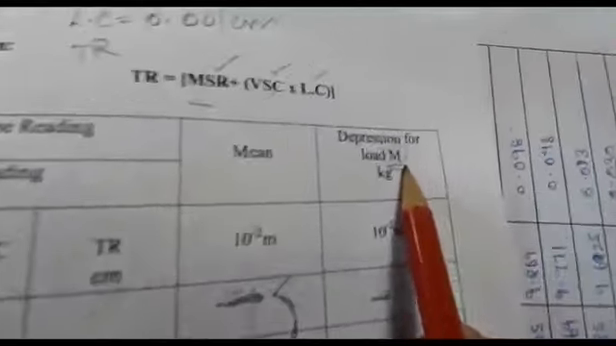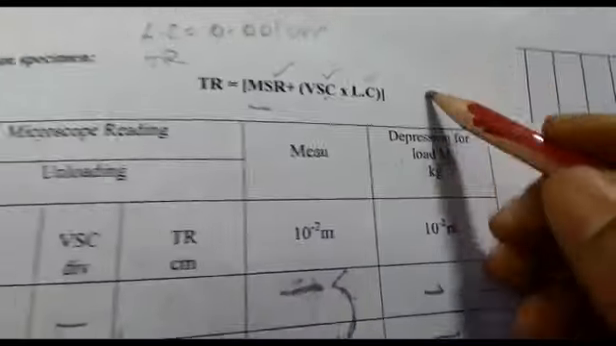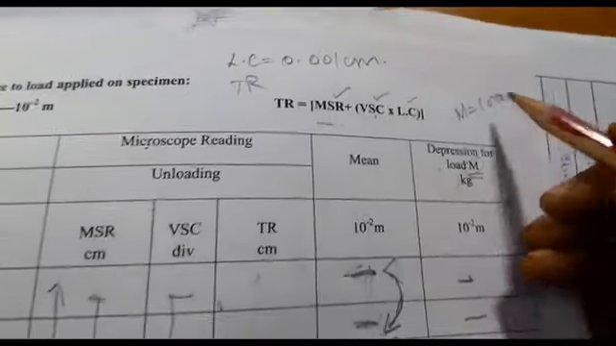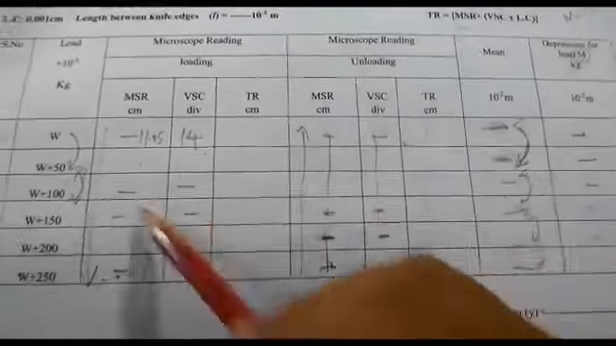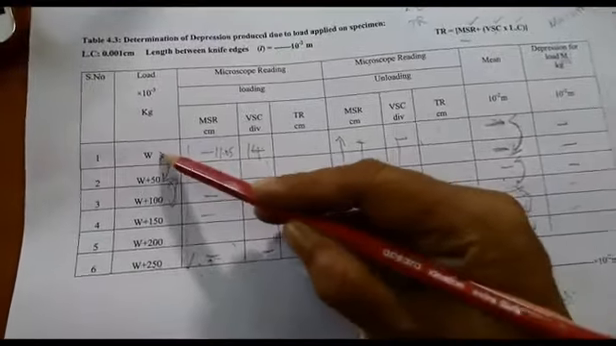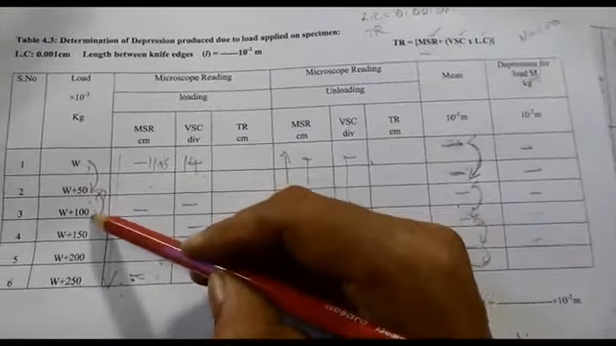It is not constant. You can even assign M as 100. If it is 100, the difference between 1 and 3, that is W and W plus 100, the difference is 100.